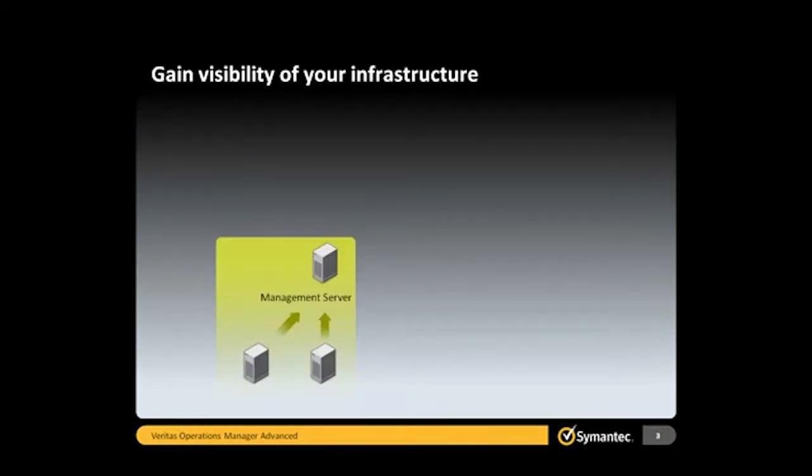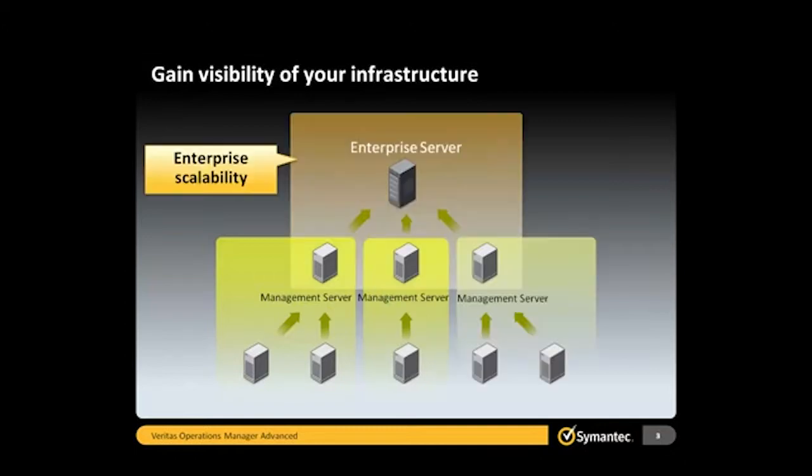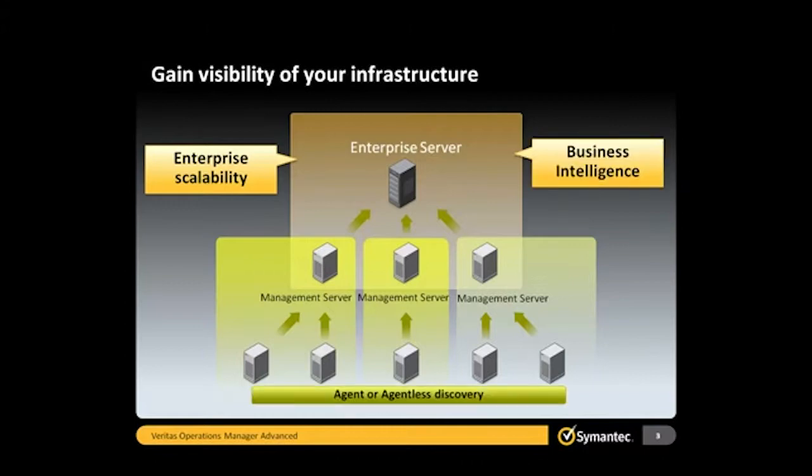Let's dive into the first topic of gaining complete visibility. You can have a management server that allows for the discovery of thousands of hosts and storage arrays in a data center. As your needs increase, multiple such management servers can be deployed for multiple sites that you may have. This discovery can be done using either agent or agentless technologies. A subset of the data is then rolled up to the enterprise server that has built-in reports and business intelligence tools for custom reporting needs. Let me now show you how this looks in the product.